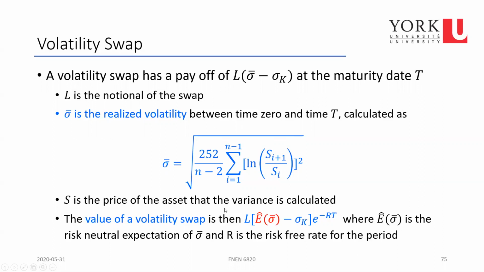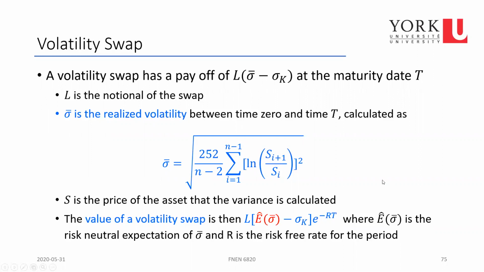And so essentially, as we observe the price of the asset, a particular variance is calculated, then you take the square root of that, and you get the vol. The value of the volatility swap is then this. So here, instead of the expected variance, you have the expected vol.